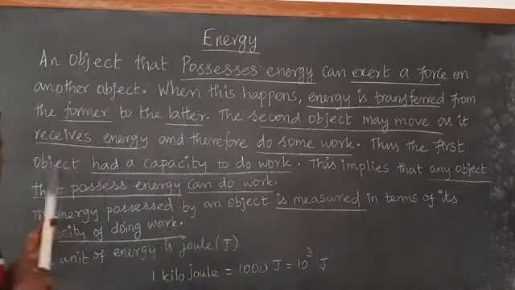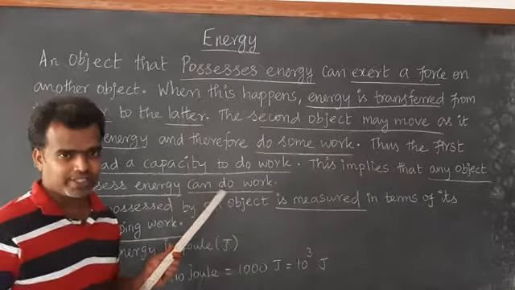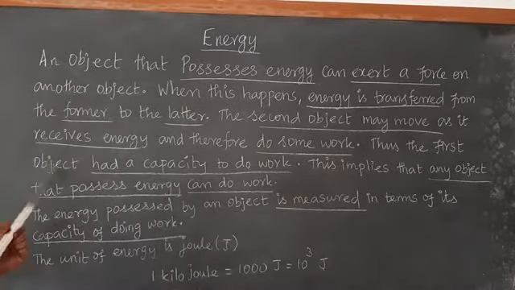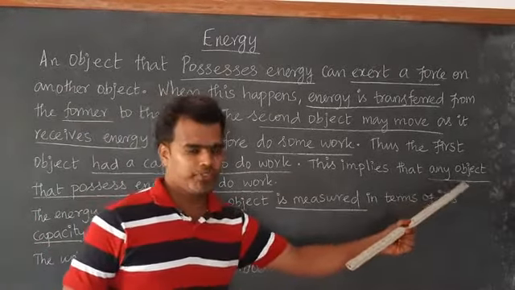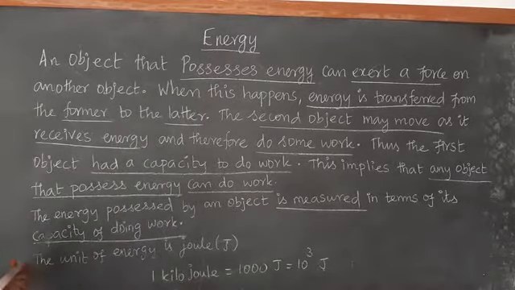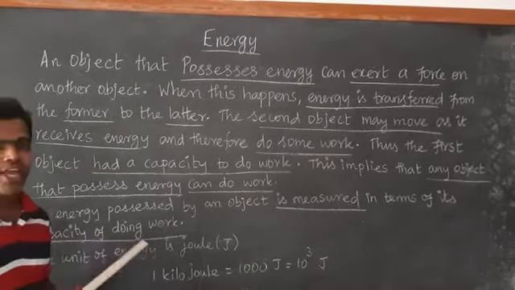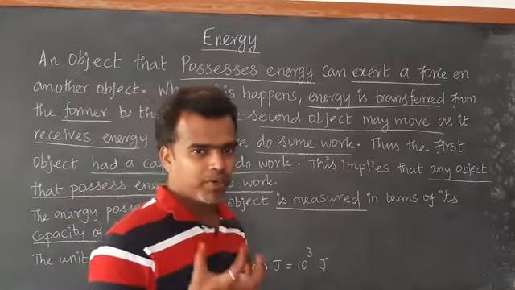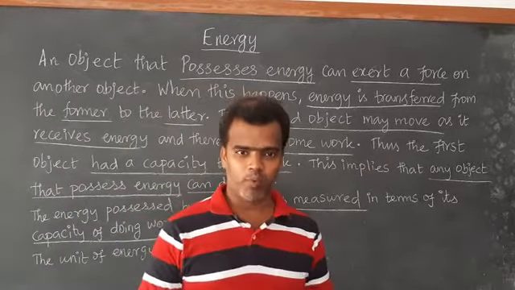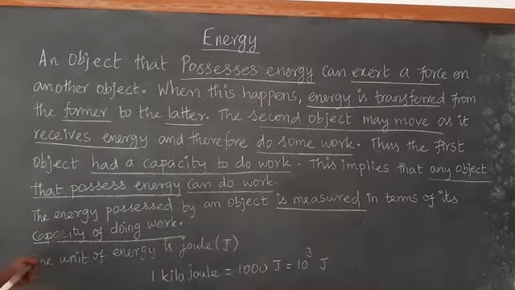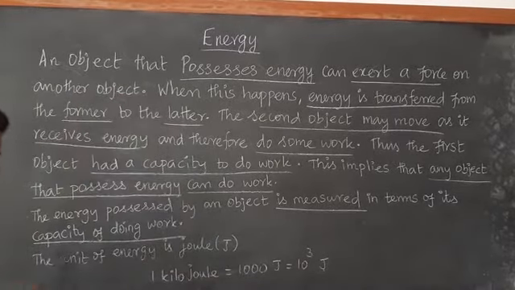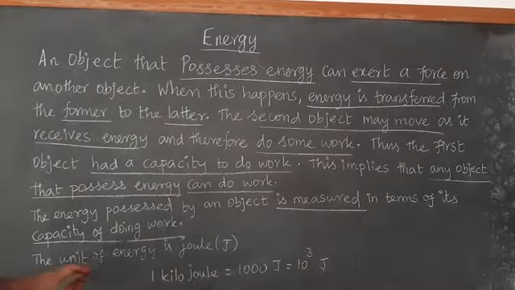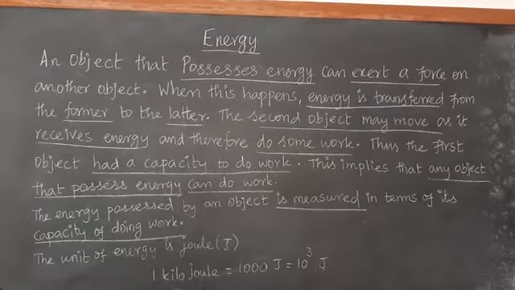Thus, the first object had a capacity to do work. This implies that any object that possesses energy can do work. So if you possess energy, definitely it will do some work. The energy possessed by an object is measured in terms of its capacity of doing work. Its capacity of doing work, that is what we call energy.